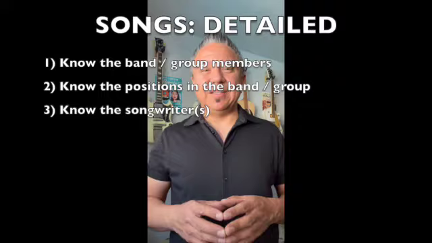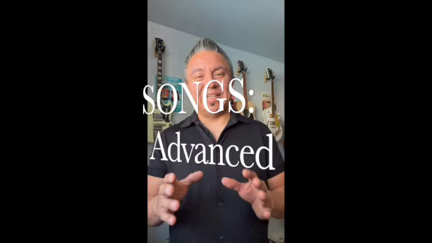All right, and the next thing about songs that you can learn in the advanced section is, one, what record label are these songs on? That's right, each record label has a roster of artists, so you can learn some of the other artists that are on this record label too, and the entire catalog of songs on this record label.